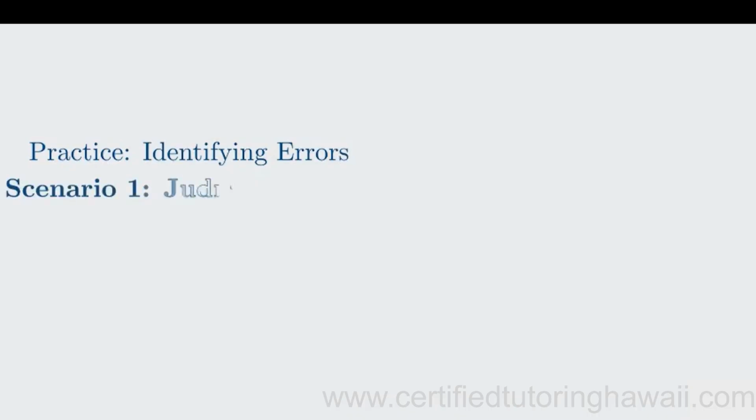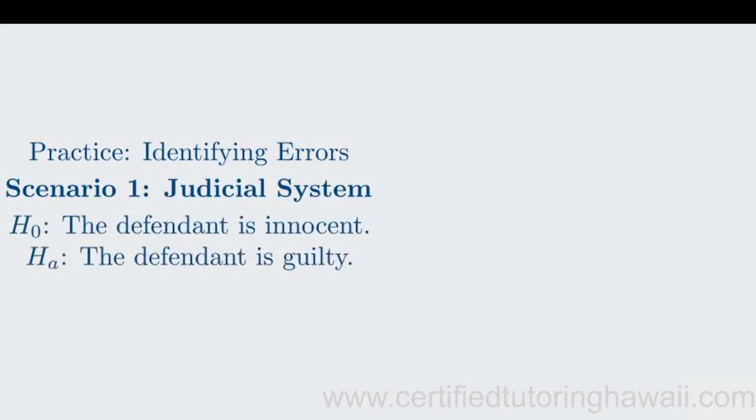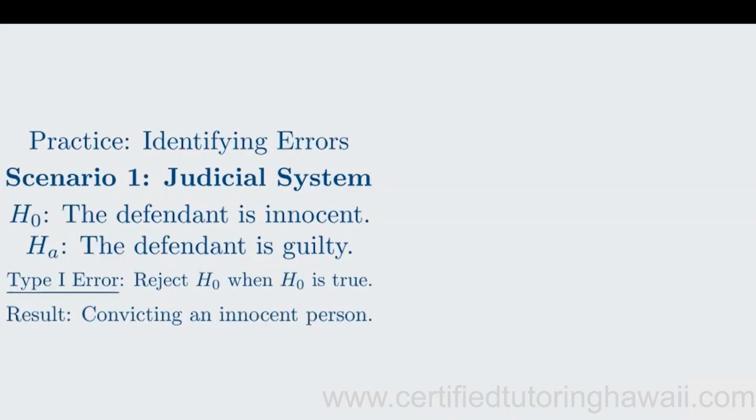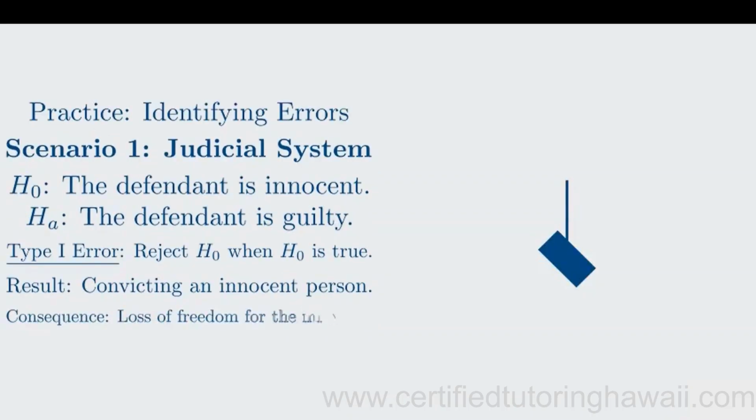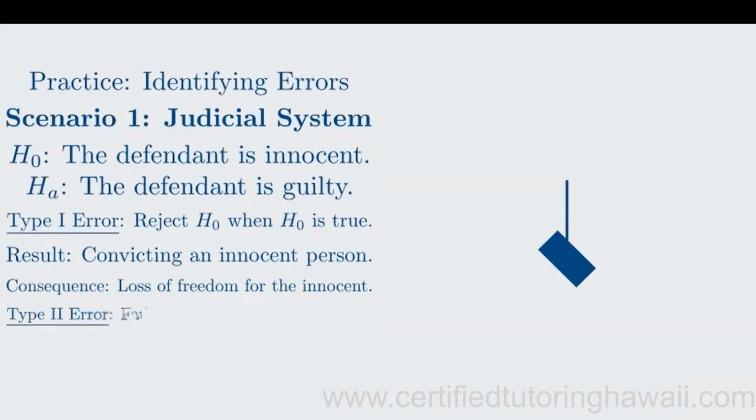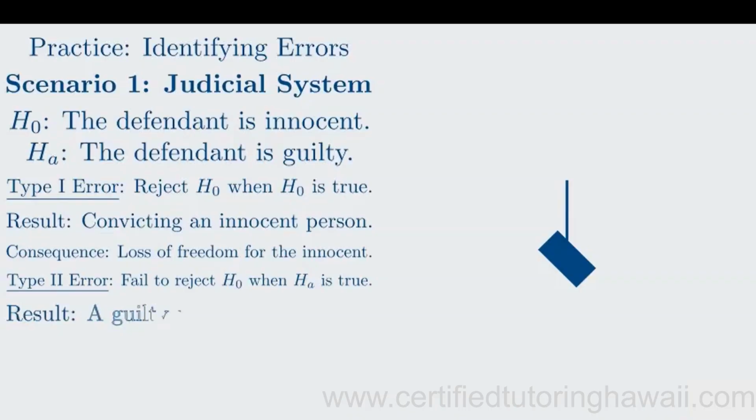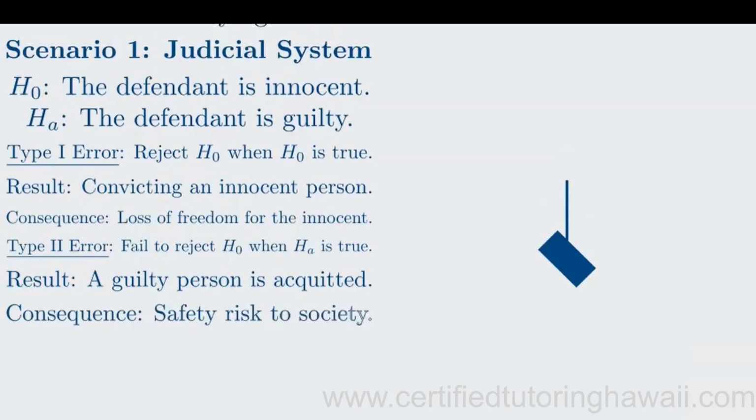In a criminal trial, our hypotheses are H0, the defendant is innocent. H sub A, the defendant is guilty. A type 1 error is rejecting the null when it is true. In this case, it means convicting an innocent person. The consequence is a gross injustice and a loss of freedom for someone who did nothing wrong. A type 2 error is failing to reject the null when the alternative is true. This means a guilty person is acquitted and goes free. The consequence is that a criminal is back on the streets, potentially posing a risk to society.